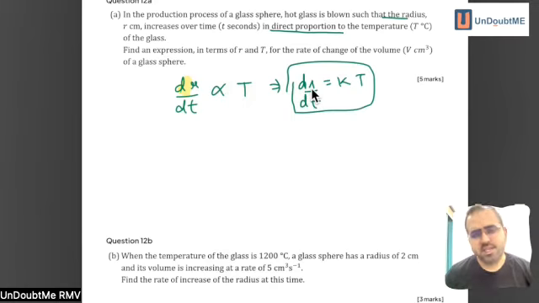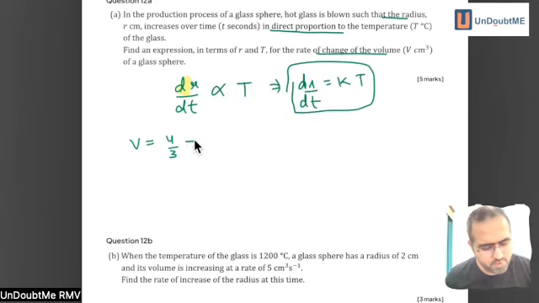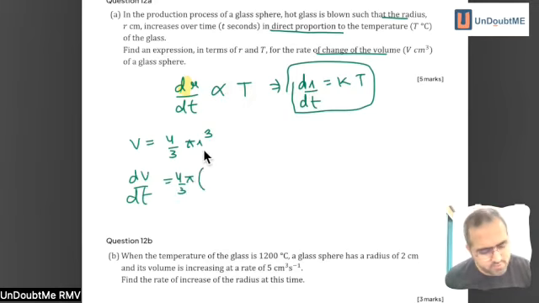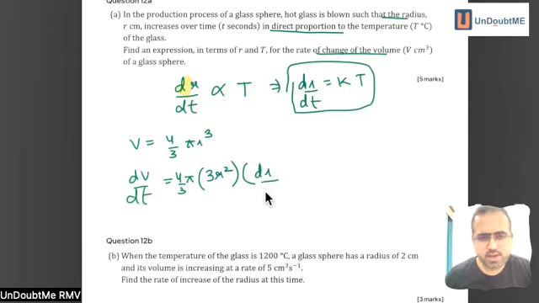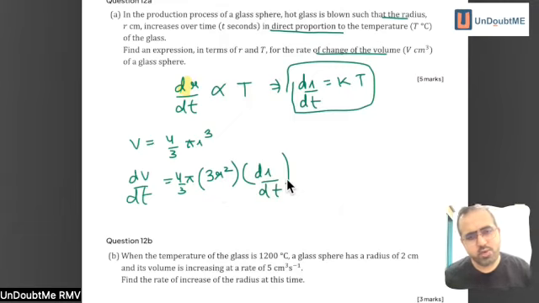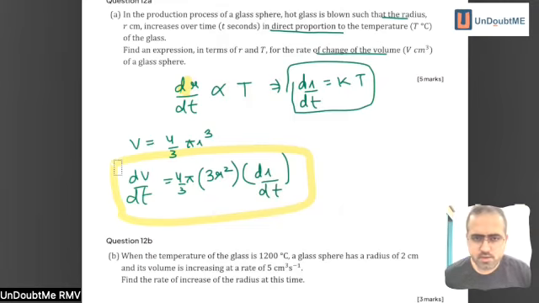Next step, rate of change of volume. First we write the formula for volume, 4 by 3 pi r cube. Then we need to find dv by dt, that's what they are asking. So dv by dt is 4 by 3 pi, the constant kept out, times the differentiation of r cube, which is 3r square, and the differentiation of r, which is dr by dt. Is there anyone having any doubt or question in this step? No, sir.